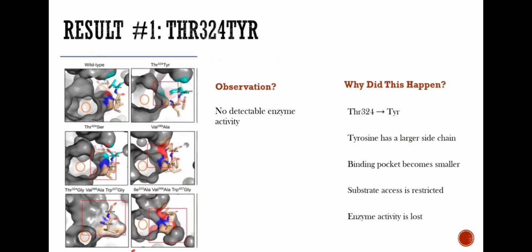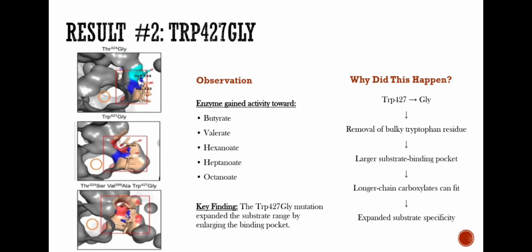So in the results, the first mutation replaced threonine with tyrosine. This mutation completely eliminated the enzyme activity. As you can see, tyrosine is much larger than threonine, causing the binding pocket to become smaller. As a result, the substrate could not properly access the active site. This experiment showed that THR324 is essential for maintaining a functional binding pocket.